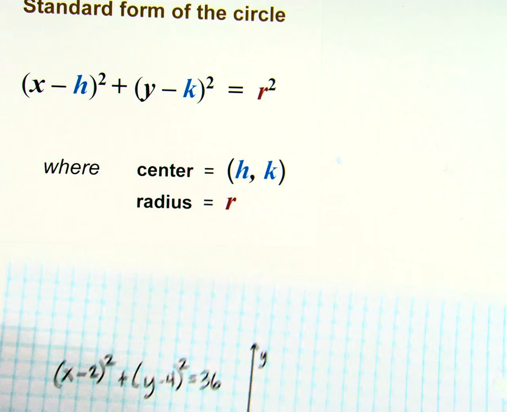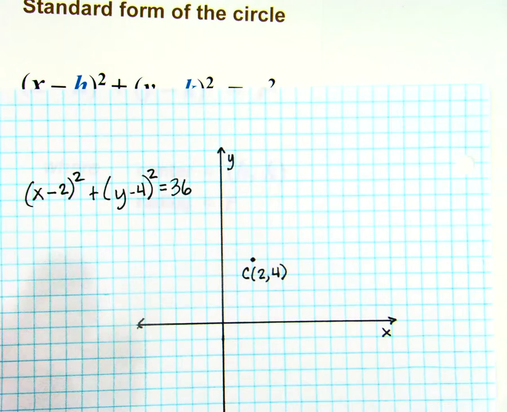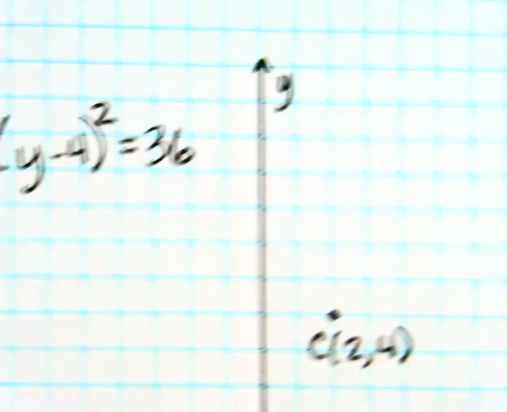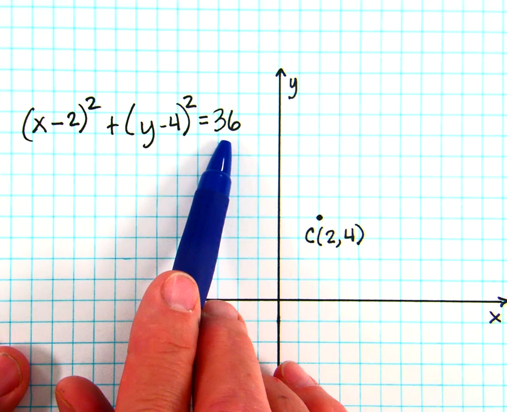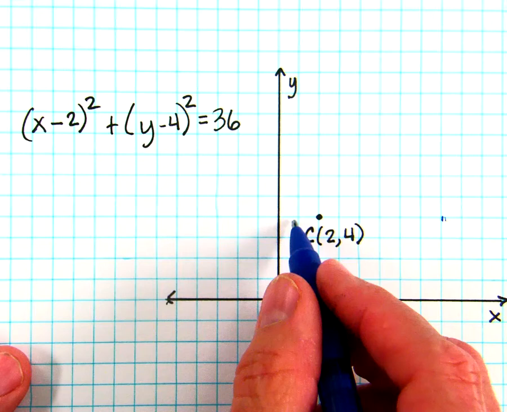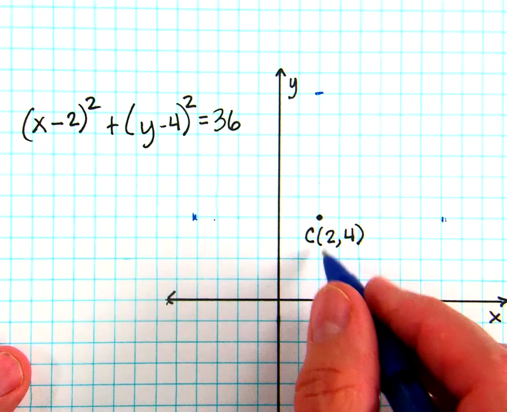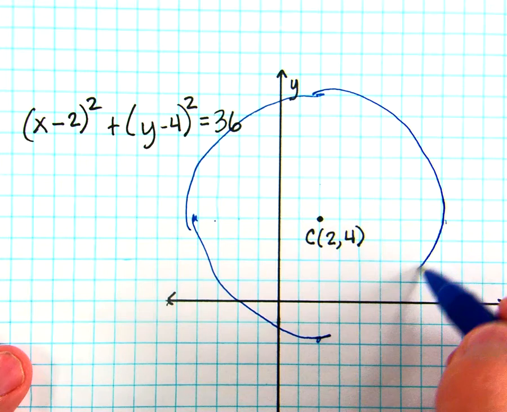Here's our circle in standard form. And now we're going to draw it. Okay. So the center is at 2, 4. And the radius is the square root of 36. So I'll count 6. And up and down. And then just do my best. Hopefully you'll do a little bit better than I did that time. So again, that's what this circle looks like. I mean, if it were actually round.